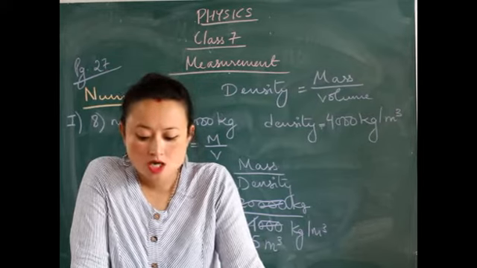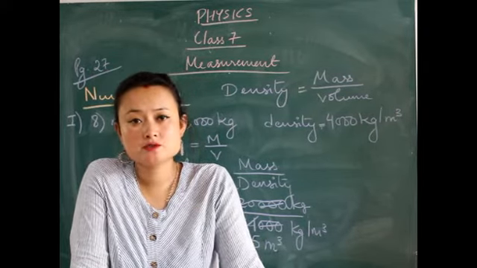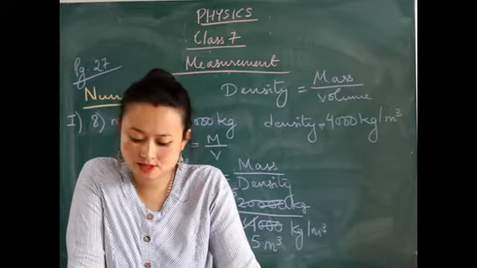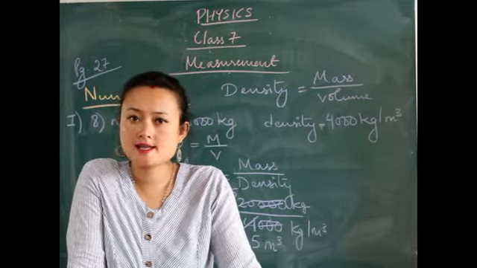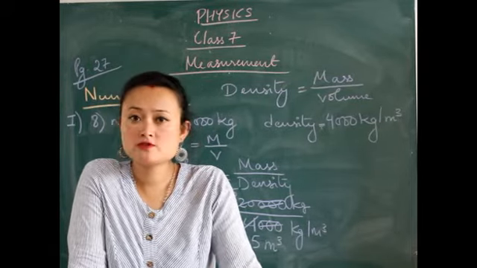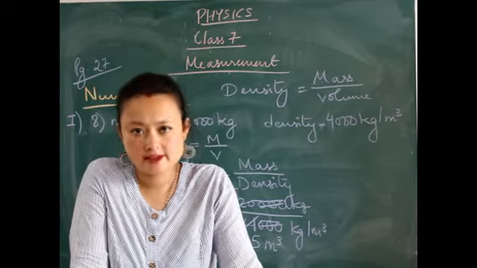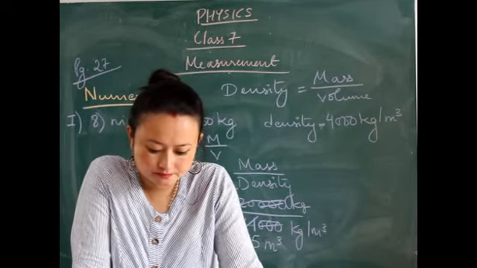Volume is equal to 2.5, that's length into breadth into height. That is 2.5 meter into 4 meter into 10 meter. Multiply and then you get the volume. After you get the volume, calculate the mass, exactly like question number 5.